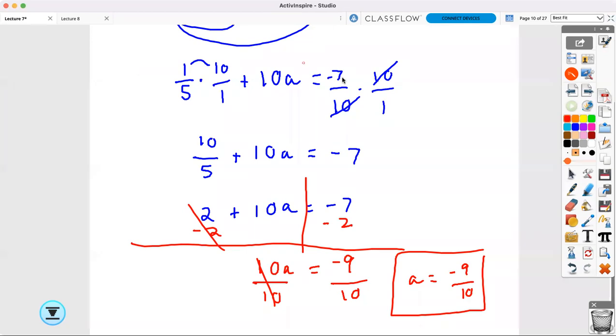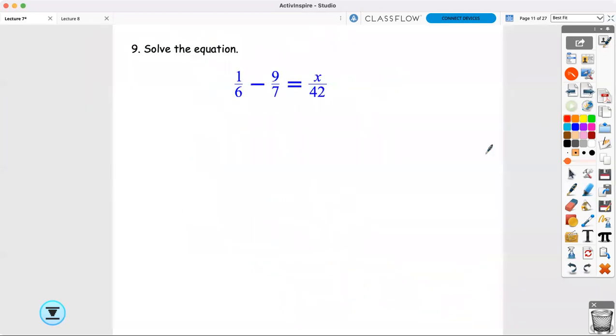All right, let's go ahead and move on, guys. Next problem, solve the equation. So as you're setting it up, you're gonna want to think, what is the LCD of all these three fractions, 6, 7, and 42? What is the LCD for those three denominators?